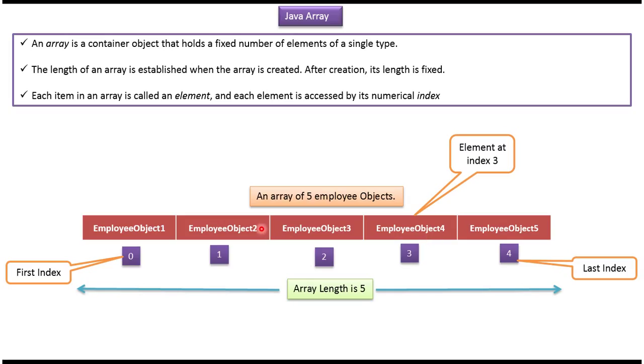An array is a container object that holds a fixed number of elements of a single type. The length of the array is established when the array is created. After creation, the length of the array is fixed. We cannot change it. Each item in an array is called an element, and each element is accessed by its numerical index. We will see one example now.